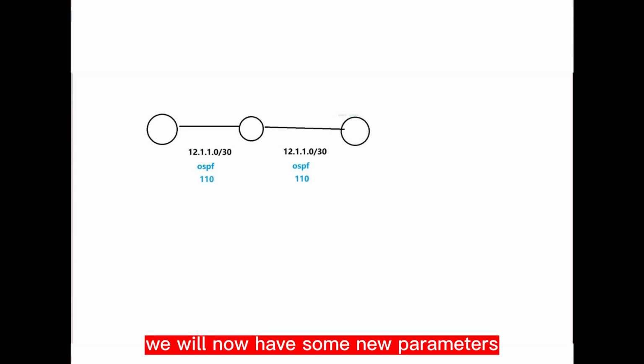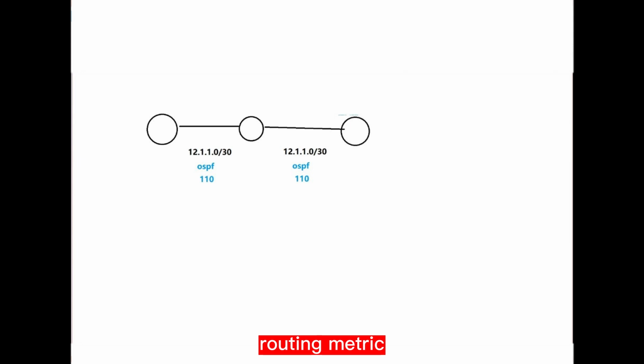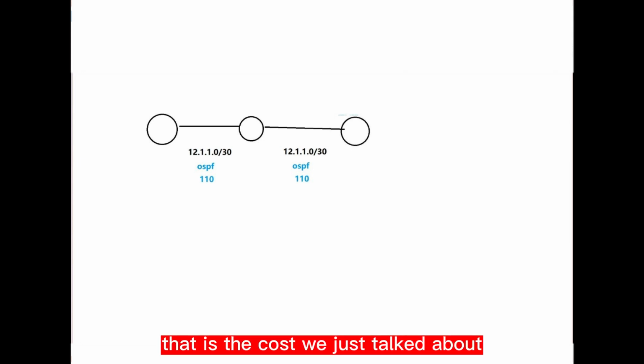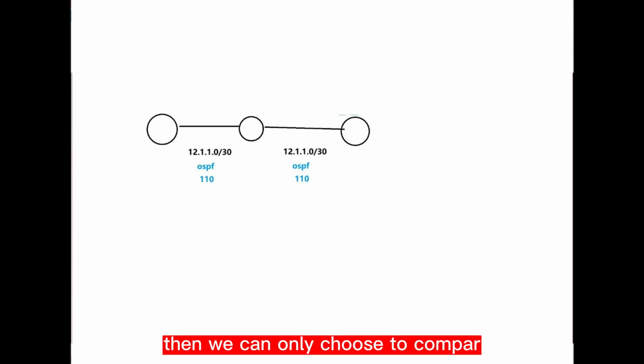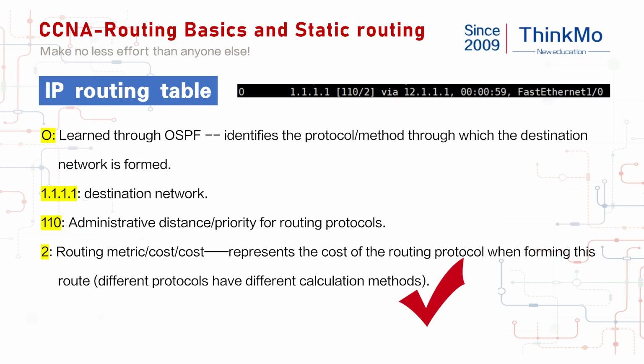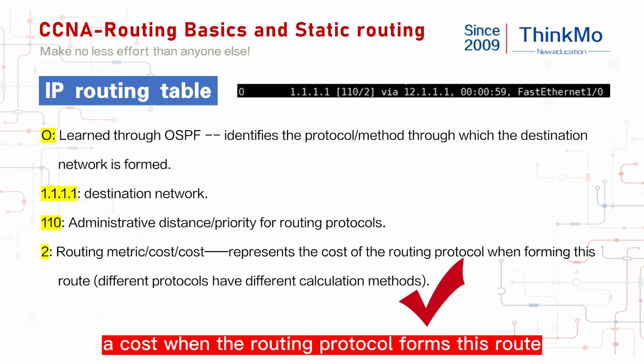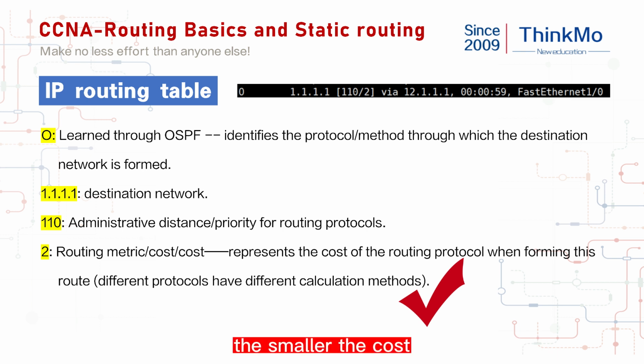We will now have some new parameters that can provide control: the routing metric. That is the cost we just talked about. So now you will find the same destination network segment, and they come from the same protocol, learned the same way. We can't compare now, so we can only choose to compare the new parameter. Compare route metrics. The route metric represents the cost when the routing protocol forms this route. The smaller the cost, the better. You should know.